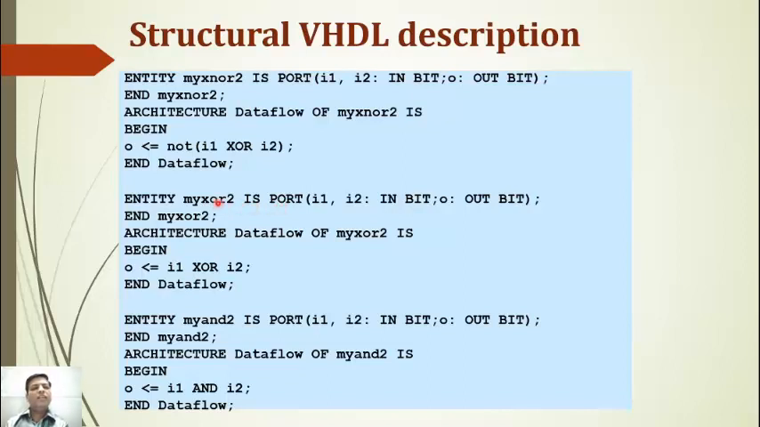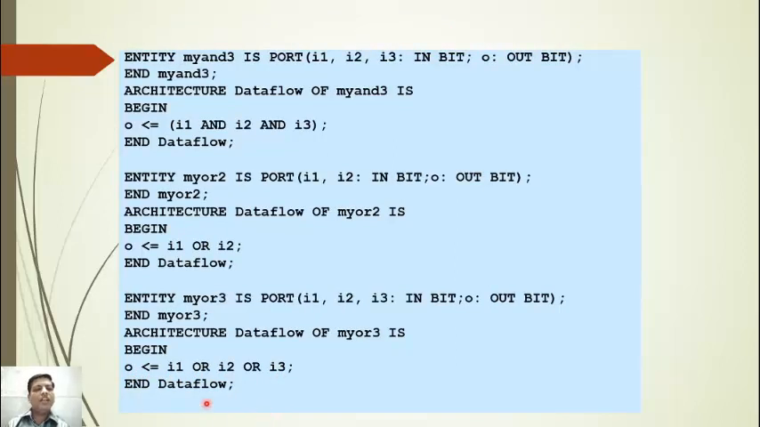First we have completed XNOR, now we have written the entity for the XOR gate. Entity my XOR 2 is port I1, I2 in bit, O out bit, end my XOR 2. Again architecture: architecture data flow of my XOR 2 is begin O is less than or equal to I1 XOR I2, end data flow. Then for the AND gate we have written the entity: entity my AND 2 is port I1, I2 in bit, O out bit, end my AND 2. Then architecture data flow of my AND 2 is begin O less than or equal to I1 and I2; end data flow. In this way all the gates we are defining over here.